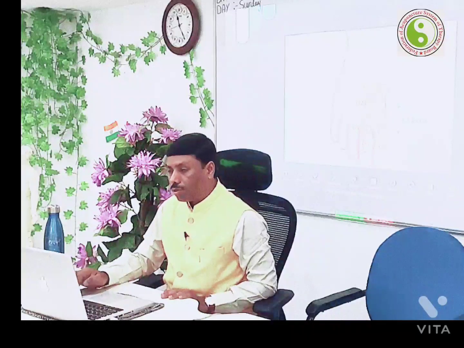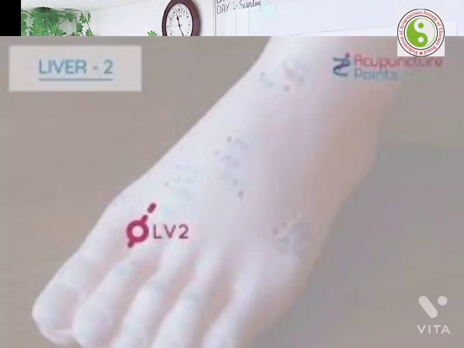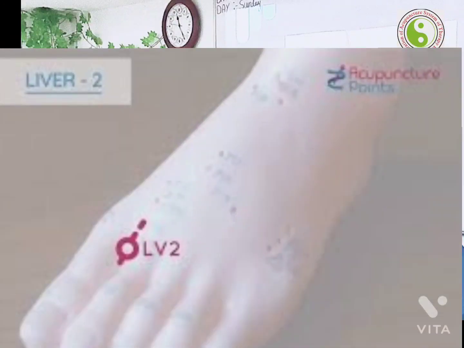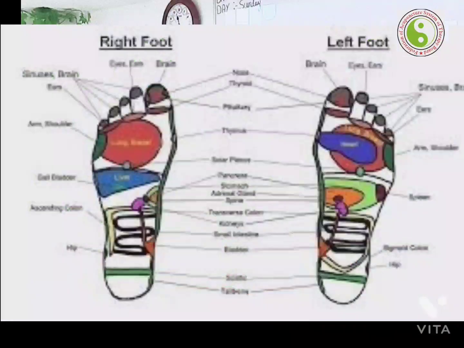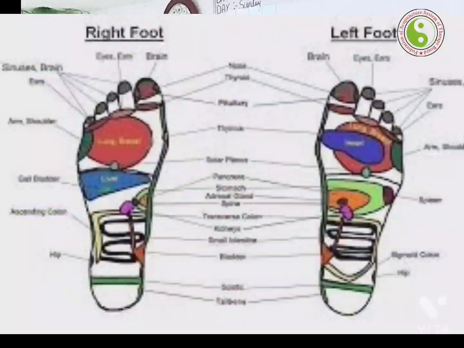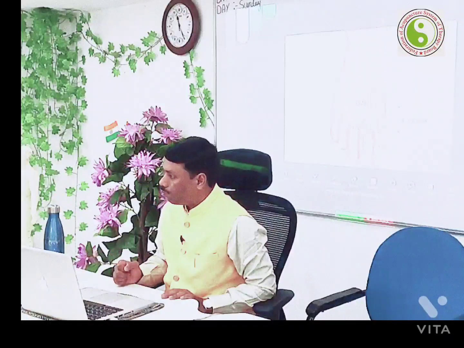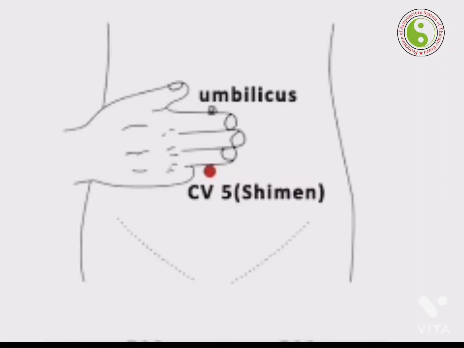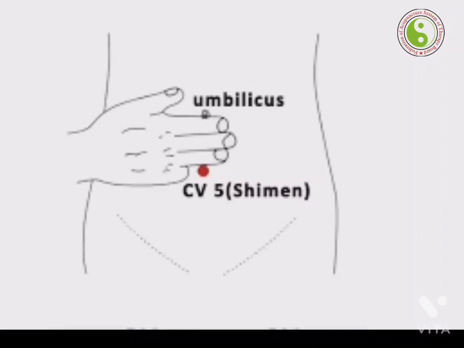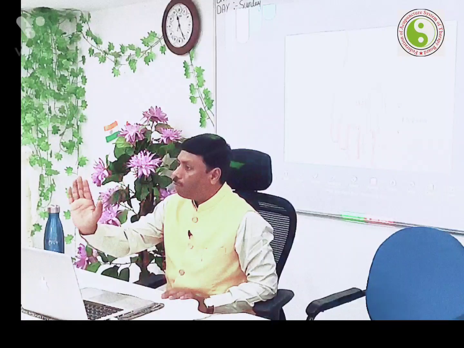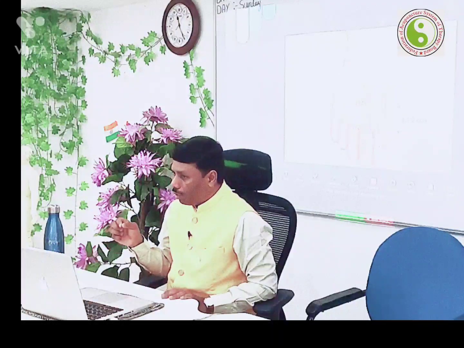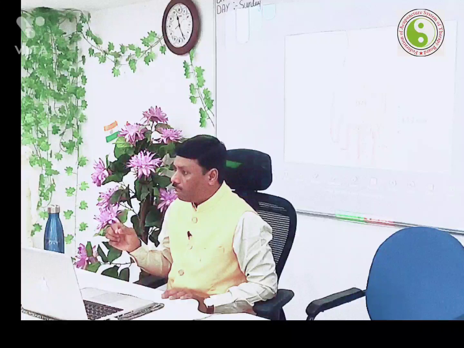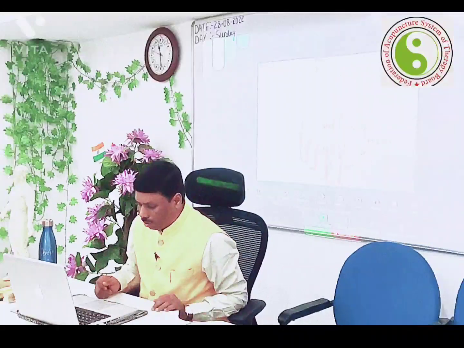Now we are talking about Liver 2. The point is located midway between the great toe and the second toe, 0.5 tsun proximal. Proximal means closer and nearer, slightly above the web margin between the first and second toe.